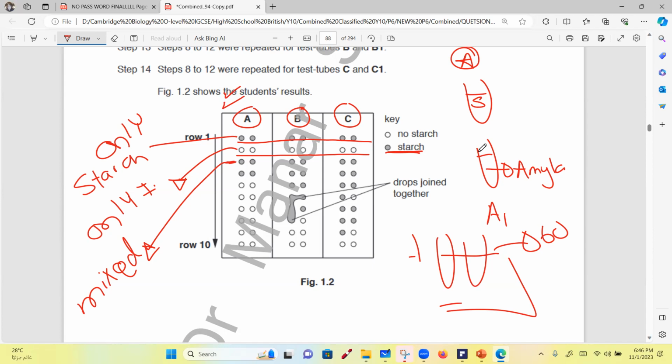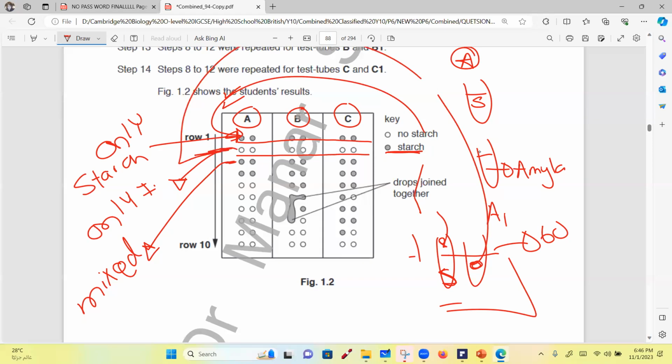I took a drop out of the starch only. I still did not mix. I put it in the first row. And then I took a drop out of the amylase. I put it in the second row. And then I mixed it. And then I took a drop out of this mixture and I put it in the third row. You understand now? What they did?